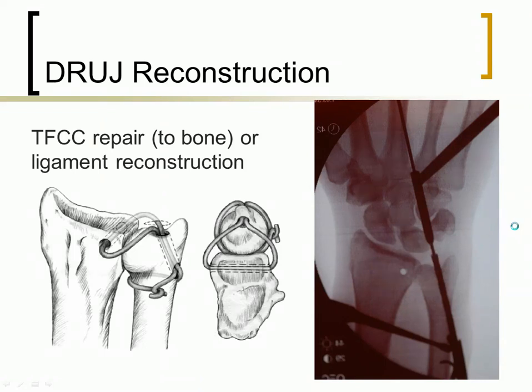Stabilization of the DRUJ may require repair of the TFCC, or rarely reconstruction of both the volar and dorsal radial ulnar ligaments. Graft is taken, typically the palmaris longus, and the tendon is passed through the distal radius and through the fovea of the ulna. The intent here is to recreate the V of the DRUJ ligament complex, that is both the volar and dorsal radial ulnar ligaments. Note here that the fovea is along the center of the axis of the ulna. This is the attachment of the deep fibers of the TFCC.